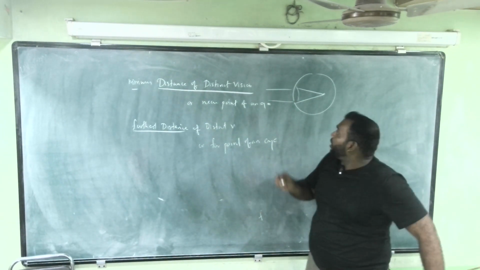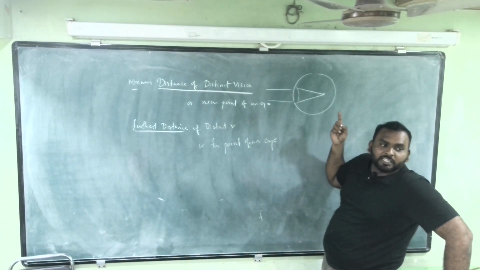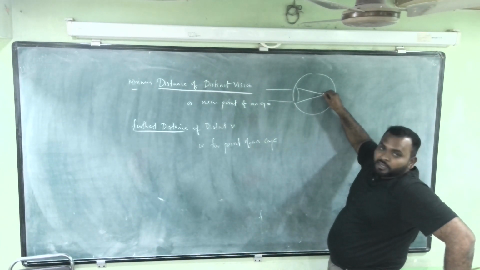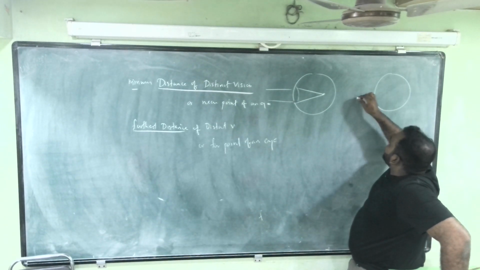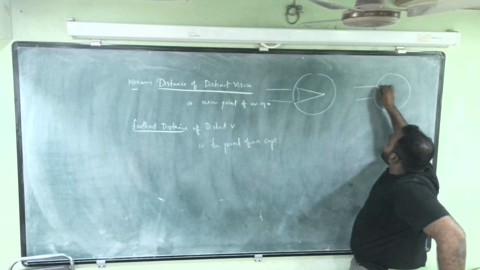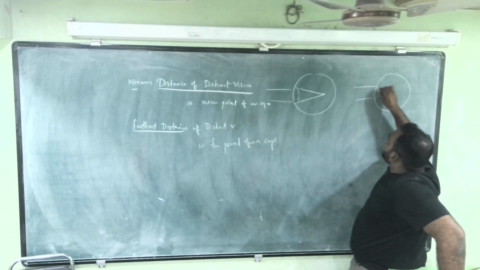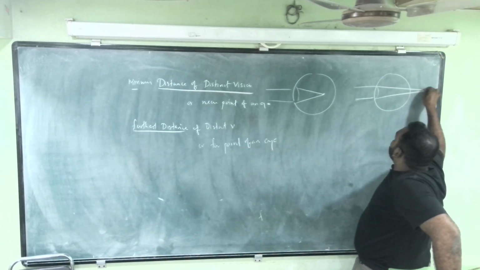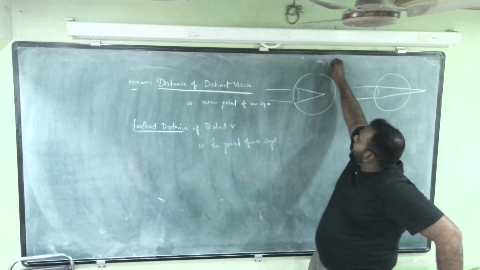The image is formed in front of the retina. Because the converging power increases, what happens? The image is formed where? In front of the retina. But in case of hypermetropia, what happens? As the converging power decreases, the lens is not able to converge the rays of light properly. So the image is formed behind the retina. Okay? This is in case of myopic eye.